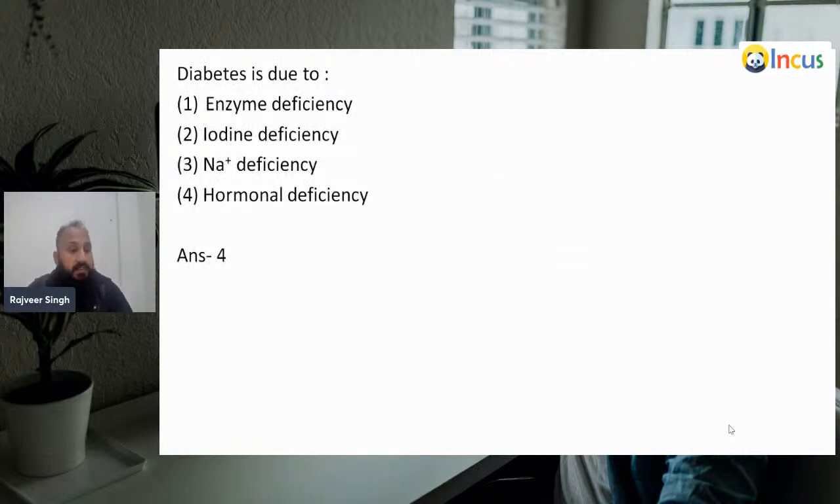Next one is a very important question. This question is asking: diabetes is due to what? Enzyme deficiency, iodine deficiency, sodium deficiency, or hormonal deficiency. The answer will be hormonal deficiency.